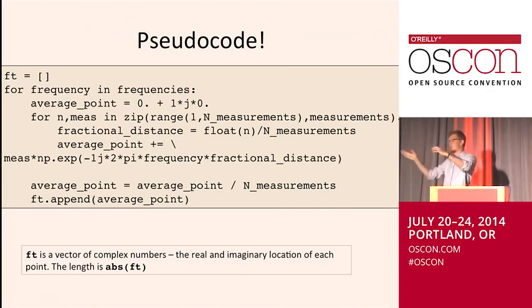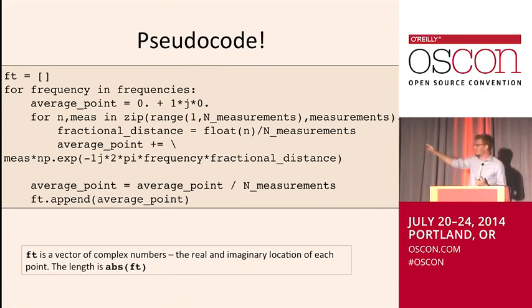Fractional distance is just tracking where we map those points around the clock face, because we're spreading them evenly around the clock face. And the average point, again, is the summation. So for each measurement, we're summing them all together, where we're summing our measurement times e to the 2 pi frequency fractional distance, which is mapping the point to the circle. So we have an accumulator, and we append the average value into our Fourier transform array. Great. So this works. You can do it. You can copy the code in whatever language you want and try it out.